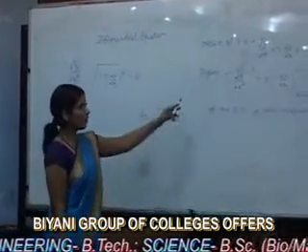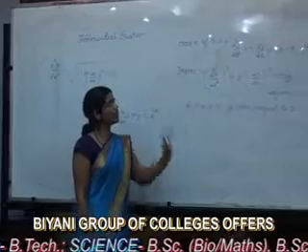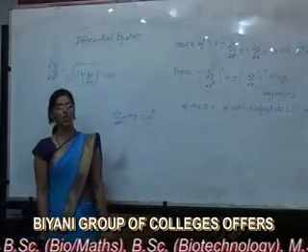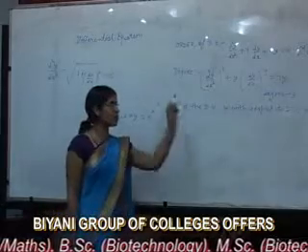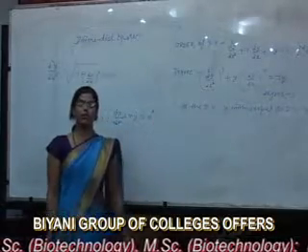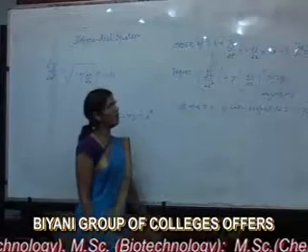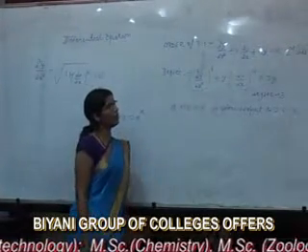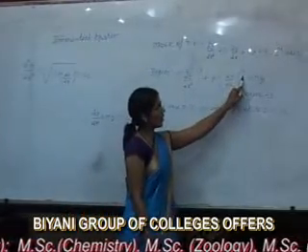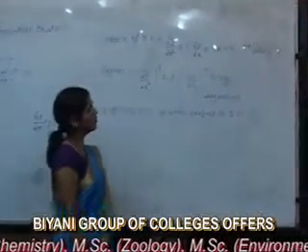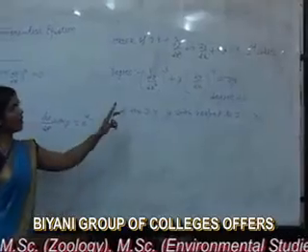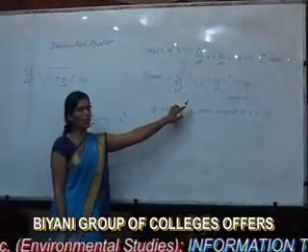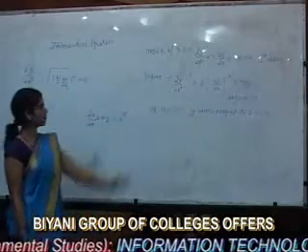Now, the degree of a differential equation. To find the degree of a differential equation, we will first make the equation free from radicals and fractions. For example, (d²y/dx²)³ + y (dy/dx)⁴ = 7y. Here the highest power of the highest order derivative is 3. Therefore, the degree of the differential equation is 3.